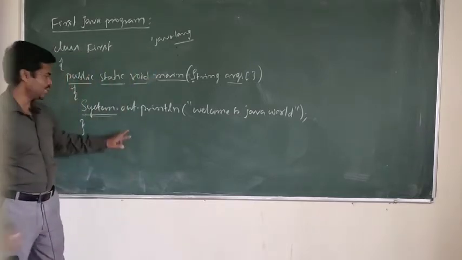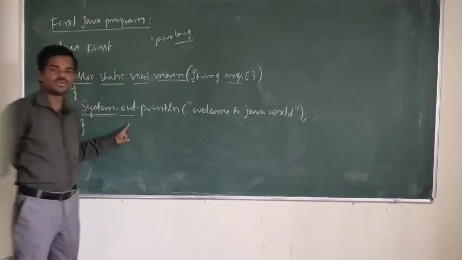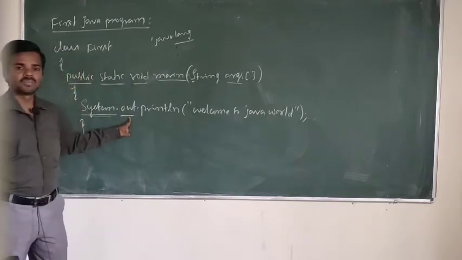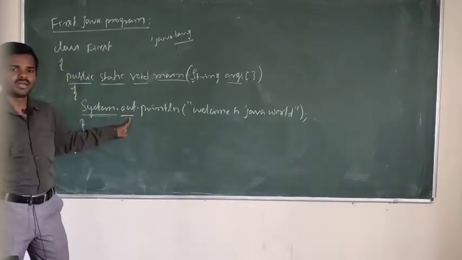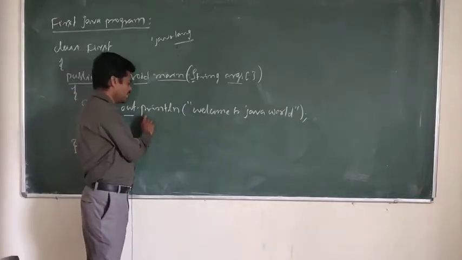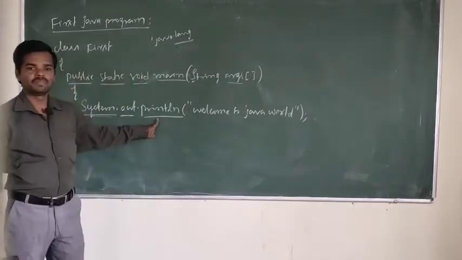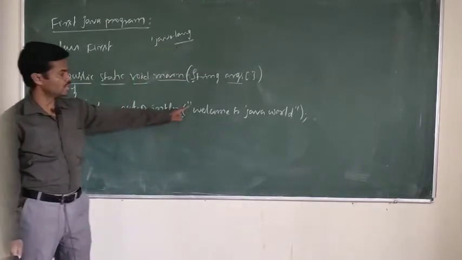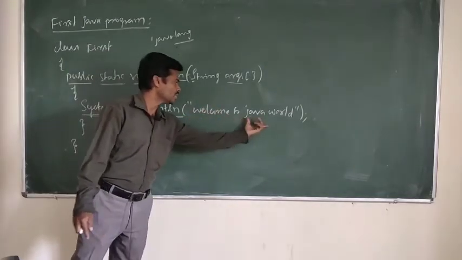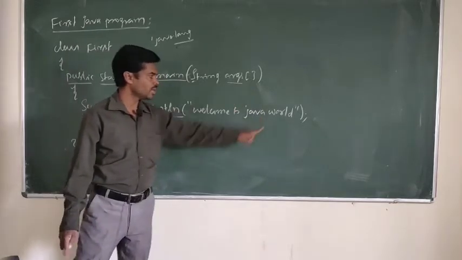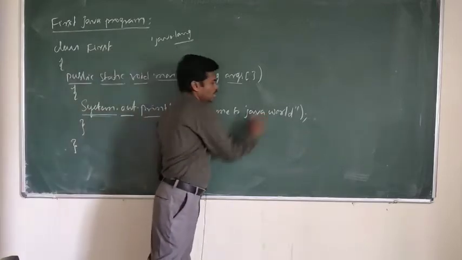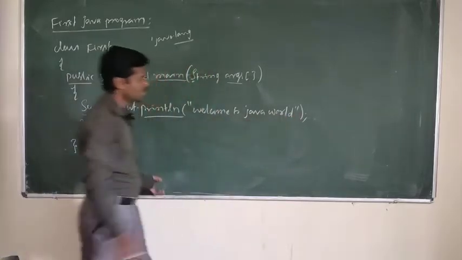And out is the output. It is an object or instance of the PrintStream class, and out is the output stream connected to the console. And println is a method from the PrintStream class to display the string on the screen. This method contains an argument in the form of a string, and this string will be displayed on the screen. Whatever you want to display on the screen should be in double quotes. Then finally a semicolon, which is the end of the statement.